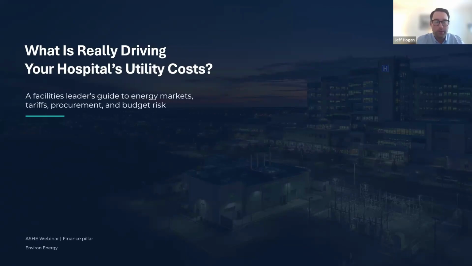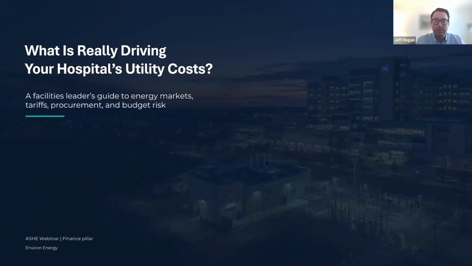So back to the presentation for today. The focus is on why hospital utility costs move, why these movements can be difficult to explain, and ultimately how leaders of each respective facility, each respective hospital, can create a better bridge between operations, procurement, the utility bills, the tariffs that you're on, and financial reporting.